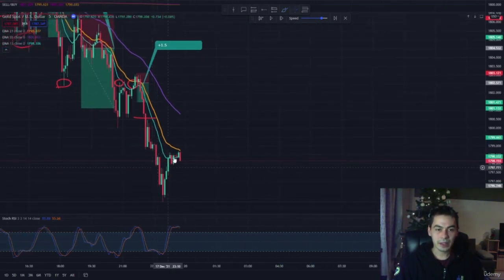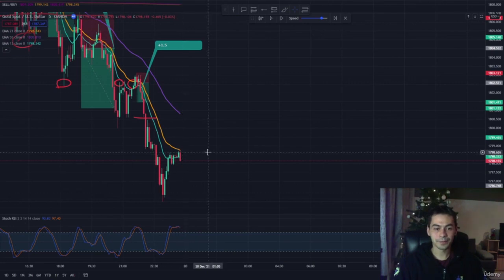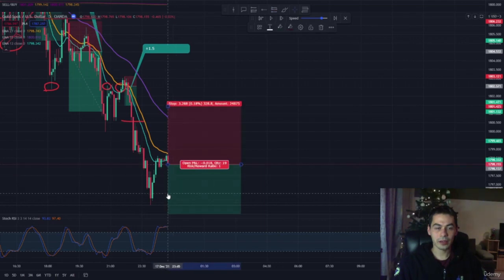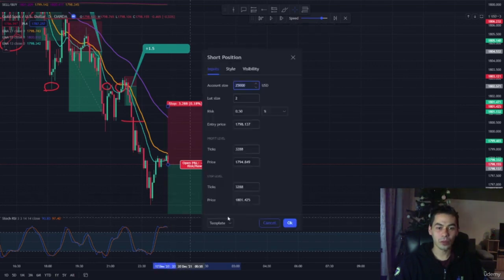You can see that it touched the EMA, it went back, and the stochastic RSI made the cross to the downside, and all our filters are in line for at least a 0.5 risk trade. The stop loss will be 1799.142. And the take profit will be at 2010, 2 to 1.